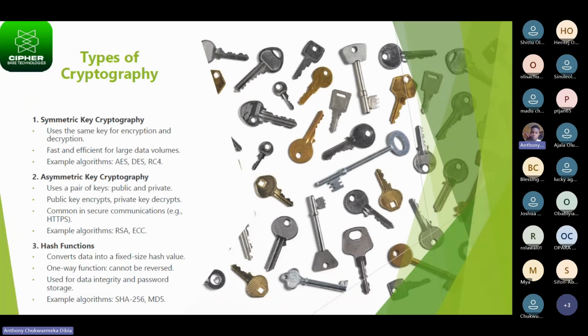Then the next type of cryptography is hash functions. This converts data into a fixed-size hash value. I think we've done hashing before, so you know what it looks like. It is a one-way function and cannot be reversed. It is used for data integrity and password storage. Examples of algorithms are SHA-256 and MD5.